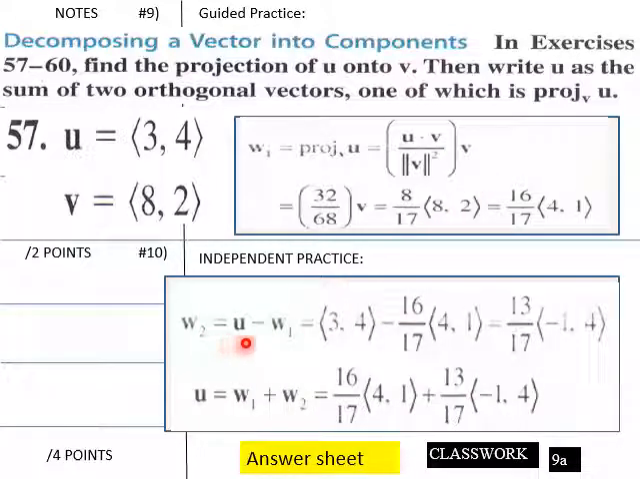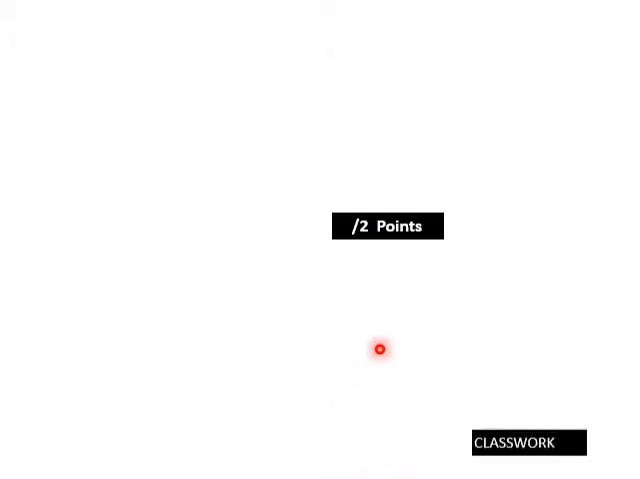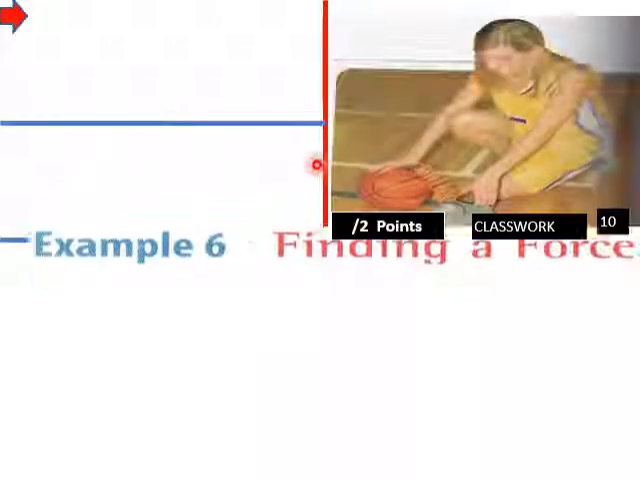And then our W2, when we crank this through, we find our values here. We have 13 over 17 multiplied by negative 1 and 4. And then when we add these two together, we get that.